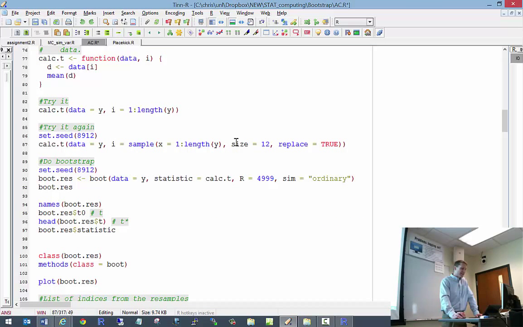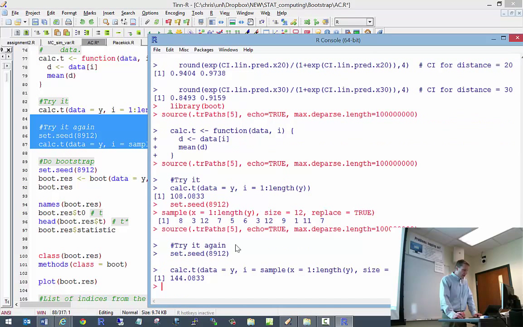Do note that in my code here, I use an argument that I hadn't shown you before with the sample function, size equal 12. It's actually the default. Whatever the length of the thing that's in X is, that's essentially how many samples are being taken. For some reason, I decided to also include it. So if I do this calculation here, for this resample I get T star to be 144.